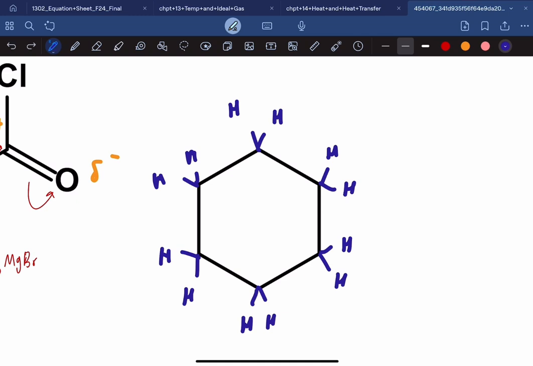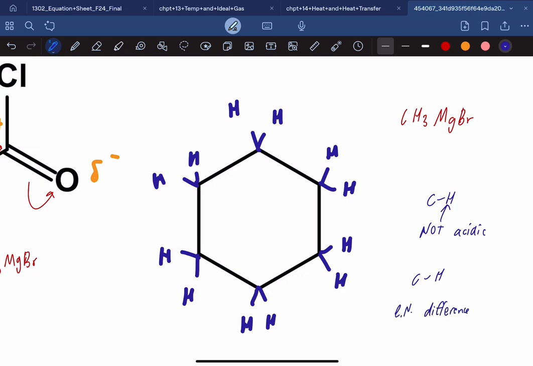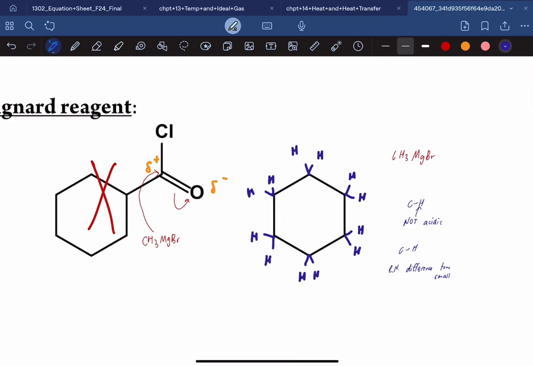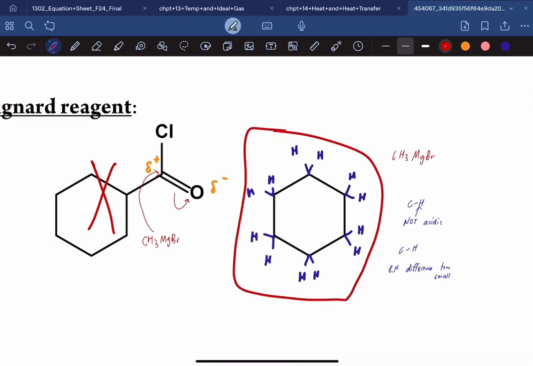So, whoa, what happened there? You would think that the Grignard is a really good base, right? So it'll attack these hydrogens. Only problem is these are not acidic hydrogens. Carbon-hydrogen bonds, CH bonds, are not acidic. Like this is not acidic, because the electronegativity difference between these two is too small. Okay? So it won't react here. So this is our answer. The Grignard won't react with this.